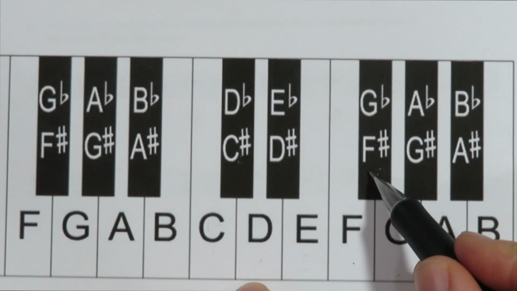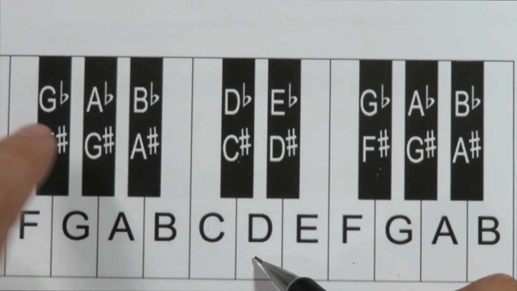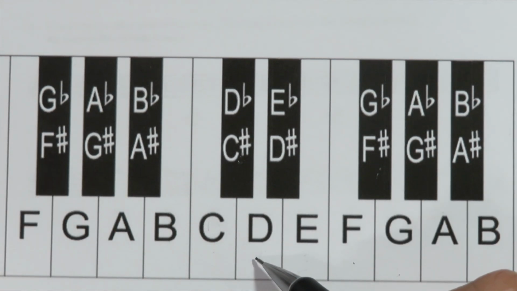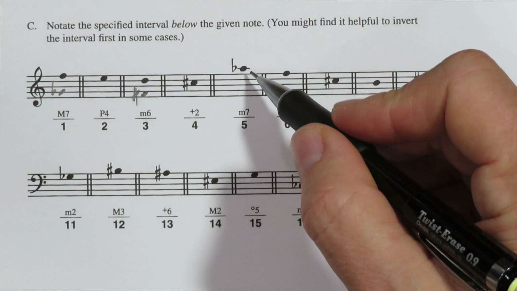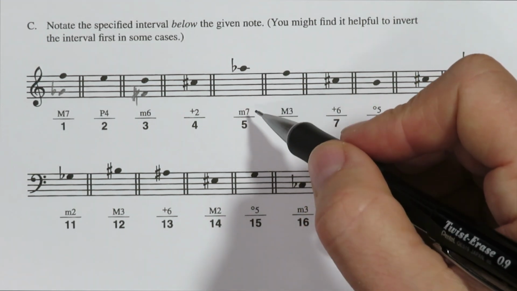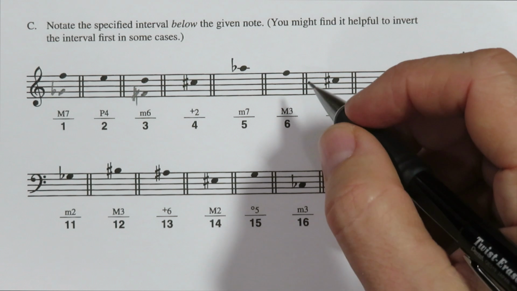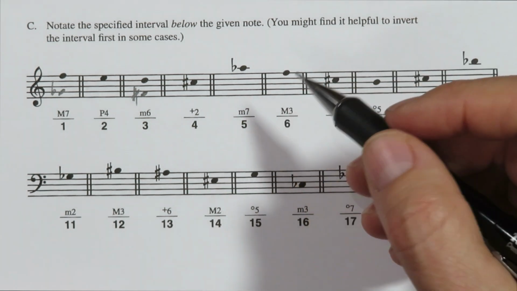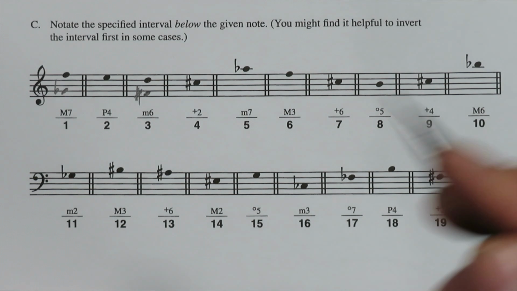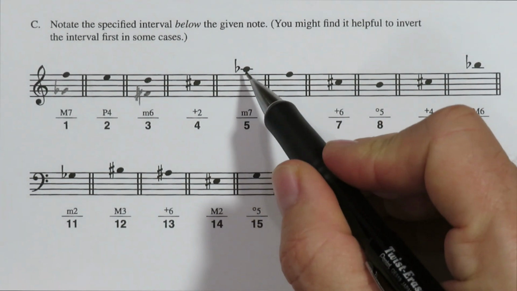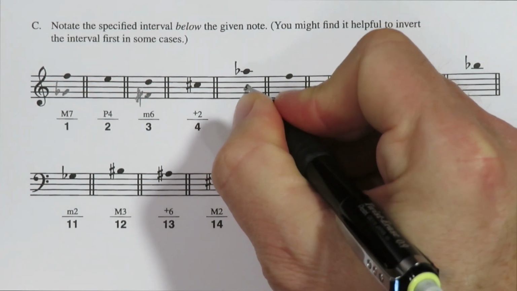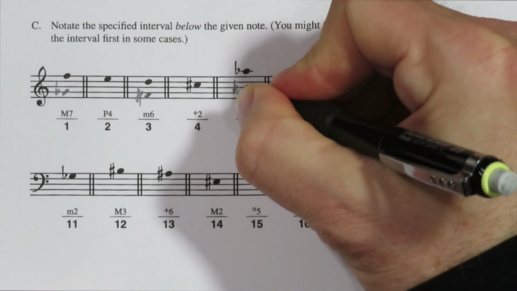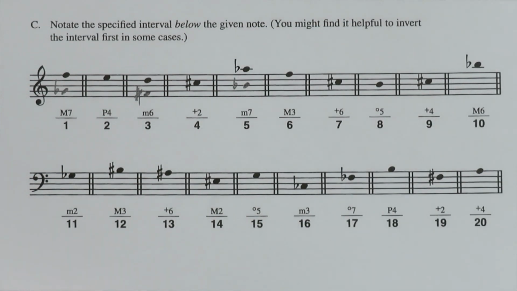It's also part of the major scale. Whole, right? And so that's a major third, and that would invert to a minor sixth. Okay. Now we have an A flat, and we need to write a minor seventh below it. So minor seventh would invert to a major second. A major second above A flat would be B flat. So you have B flat to A flat is the minor seventh.